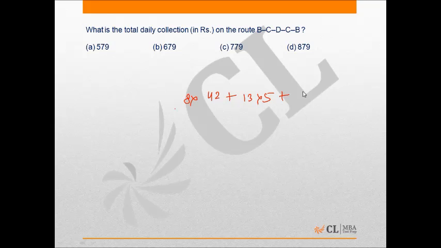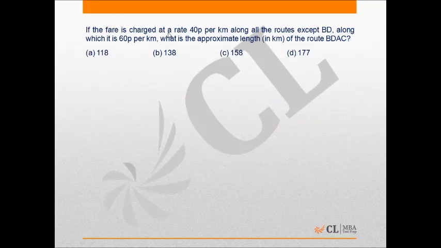Fare from D to C is 13 and the number of passengers traveling from D to C is 14. And finally the number of passengers traveling from C to B is 12 and the fare is 8. This comes out to be 679. This is one of the easiest questions of this set. Here just some basic calculations are there and then we get the answer.